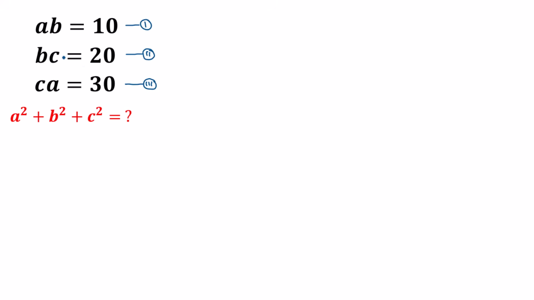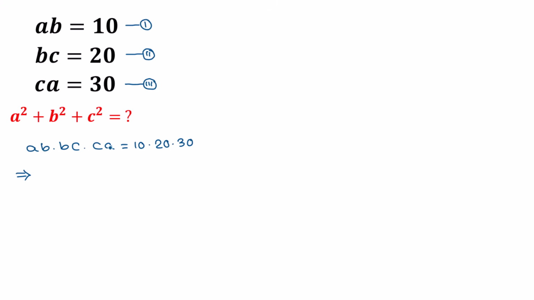Now multiplying equation 1, 2 and 3, we can write from equation 1 AB times from equation 2 BC times from equation 3 CA is equal to this 10 times this 20 times this 30.